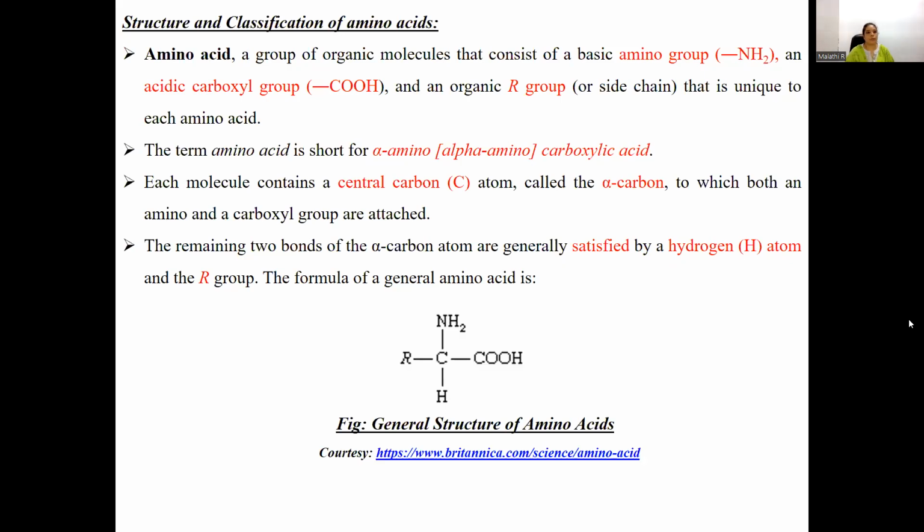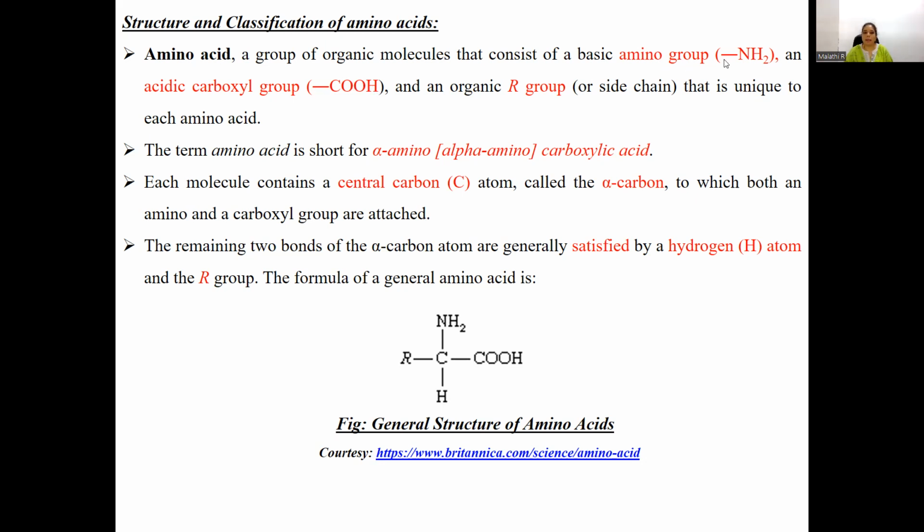Good morning, students. Today we will see the structure and classification of amino acids. The general structure of amino acids will have an acid group and also an amino group. So the amino group is represented by NH2 and the acid group is represented by COOH.